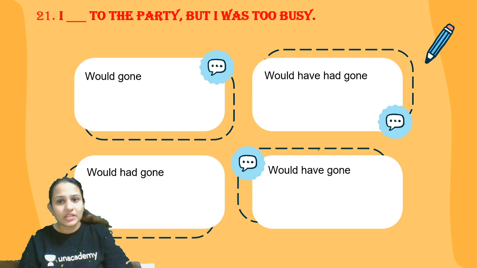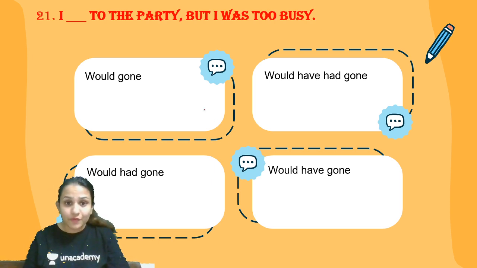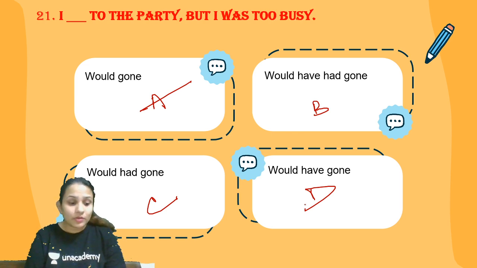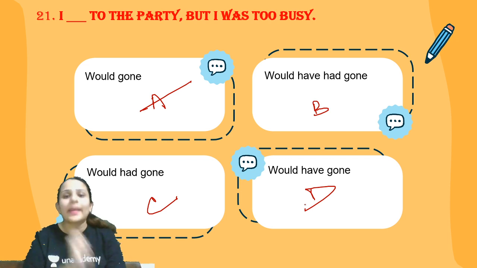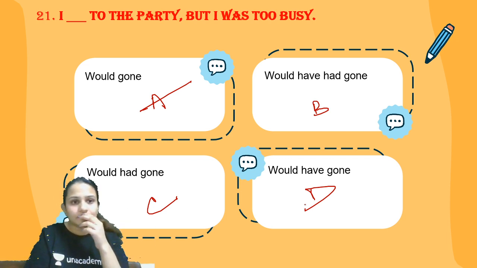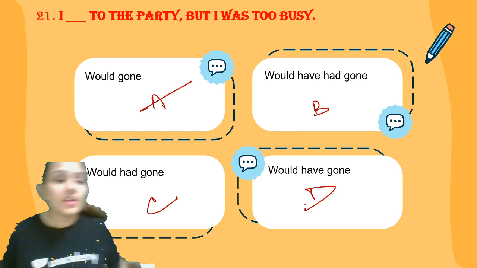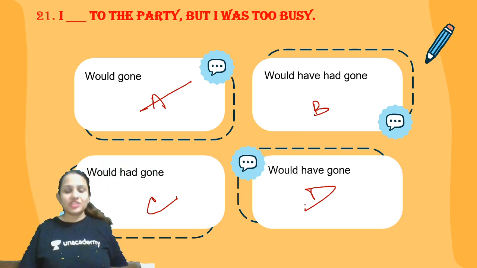I dash to the party, but I was too busy. I would go on to the party, but I was too busy. I would have had gone to the party, but I was busy. I would had gone to the party, but I was busy. I would have gone to the party, but I was busy. So you have to tell me which tense fits and you have to explain the reason why. So I have made this twist to the question that you have to tell me which tense fits and why.